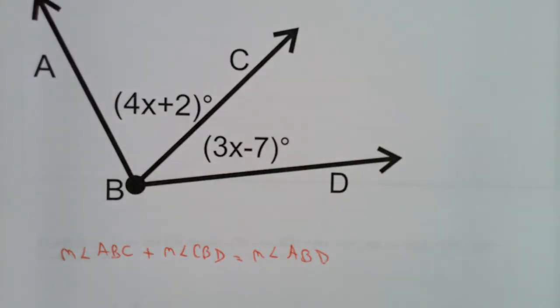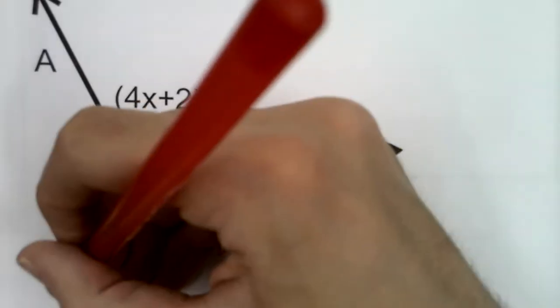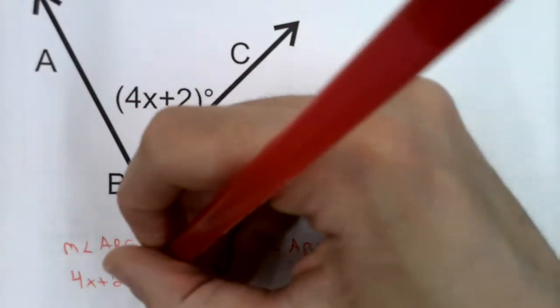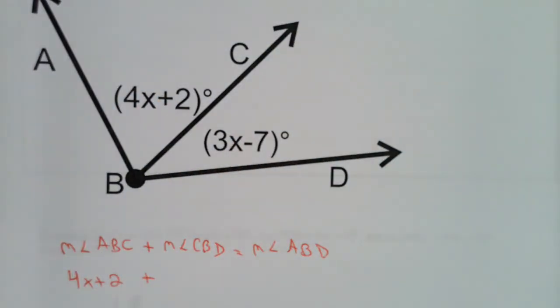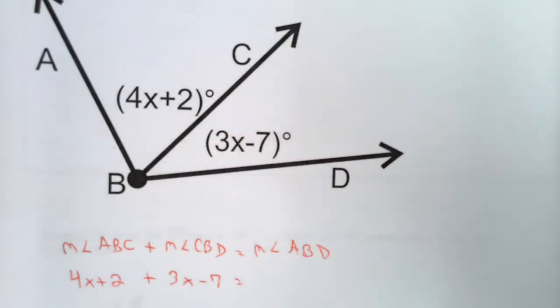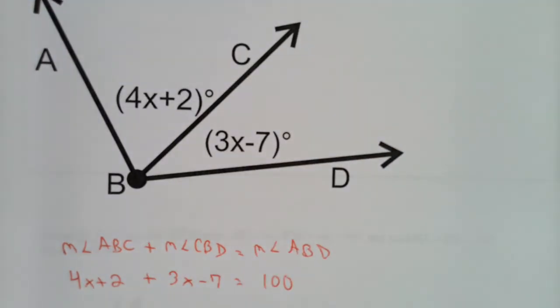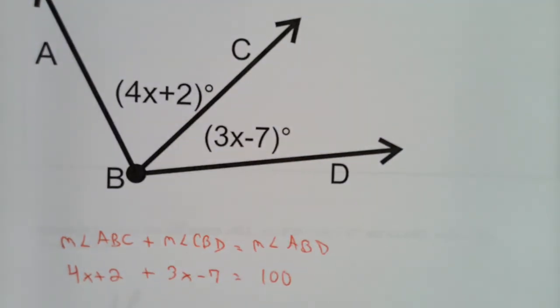Again, you don't have to write that out on a test or quiz. But now I'm going to substitute. The measure of angle ABC is 4x plus 2. The measure of angle CBD is 3x minus 7. And the measure of angle ABD, the big angle, you're told is 100 degrees. So if you're at home, why don't you try to solve this on your own? Pause the video and try to solve it on your own before watching me go through the problem.